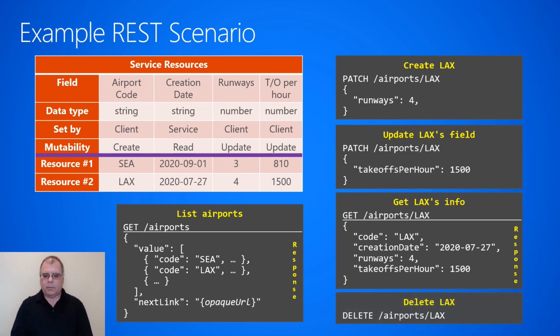Finally, this operation here shows how to delete an airport resource. In this case, I'm deleting LAX. So I do a delete HTTP method against the airport's collection and the LAX resource within that collection. And when I execute this, that row in the table now gets destroyed and it is completely gone.